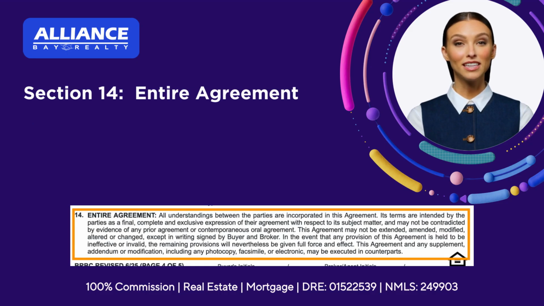Section 14, Entire Agreement. This is the integration clause. It says: 1. Everything the parties agreed to is contained in this written BRBC, plus attached addenda. 2. Prior conversations, promises, or side deals don't control, unless written into the agreement. 3. The BRBC cannot be extended, amended, modified, altered, or changed except in writing signed by buyer and broker. 4. If it's not in writing here, it's not part of the deal. 5. This supports digital signing and signing in separate copies.